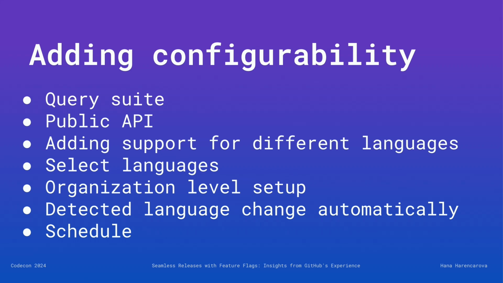We shipped the product, but it was an MVP. The goal was to add more and more configurability. So over the time, we added the possibility to select the query suite. We created a public API for this feature. We were adding support for different languages, and people were able to select the languages. Then we added setup on organizational level, detecting the language change automatically, and also giving people the possibility to decide on the schedule of the scans. And pretty much for all of those, there was a different feature flag.